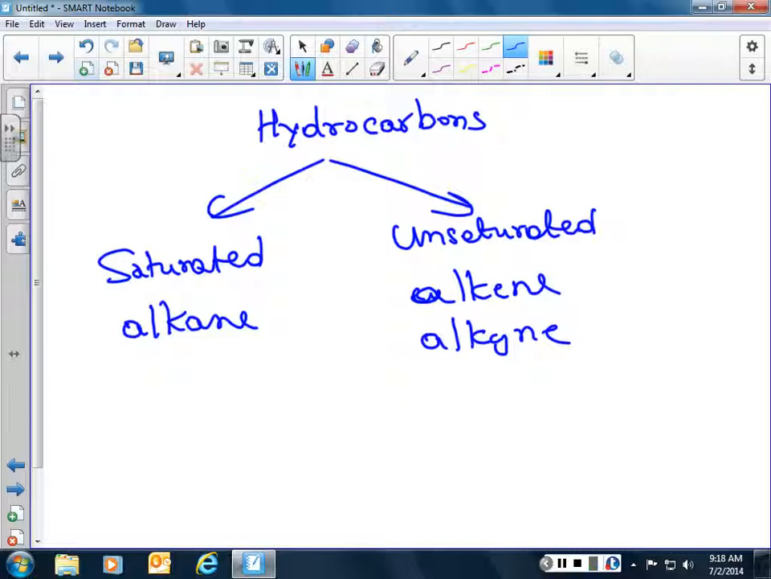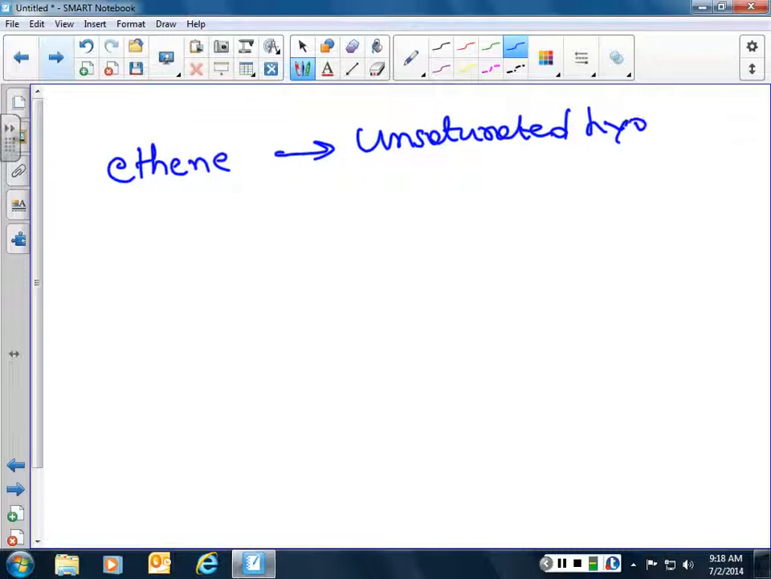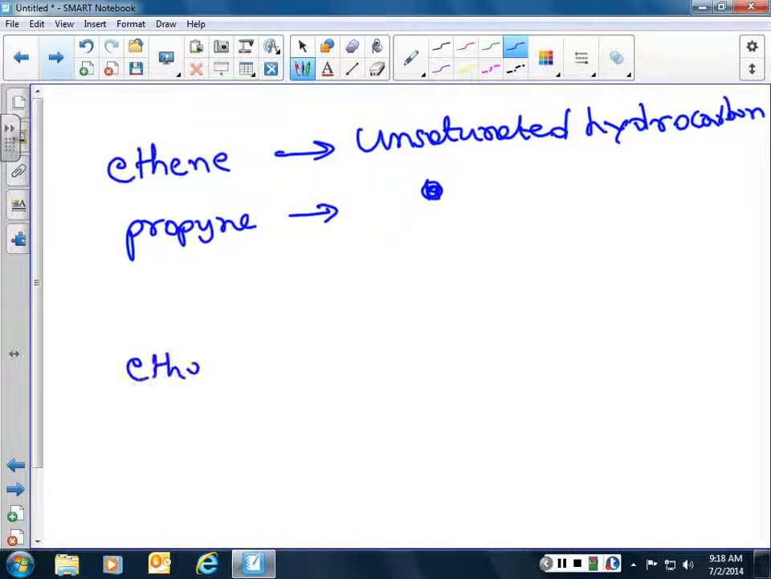Is it clear? Suppose I give you some set of examples. Can you tell me, is it saturated or unsaturated hydrocarbon? Unsaturated. Correct, it's unsaturated hydrocarbon. Hydrocarbon is carbon and hydrogen. What about propyne? Unsaturated. Same, correct? Unsaturated. What about ethane? Saturated.